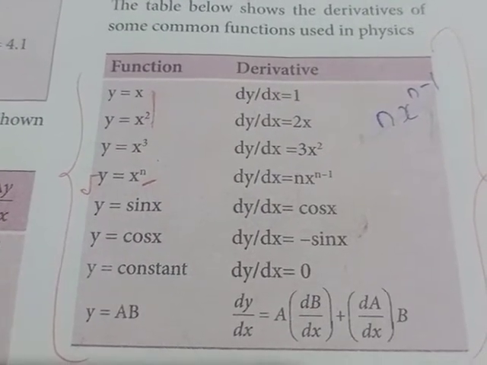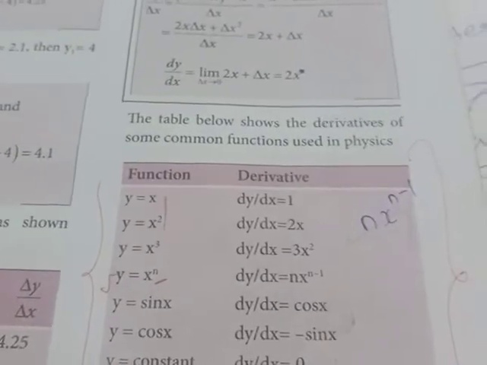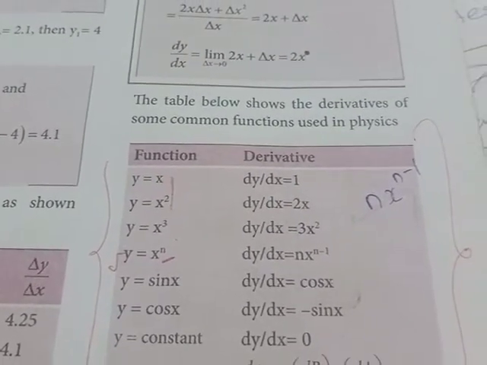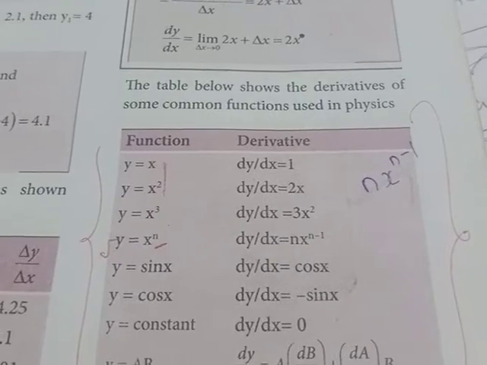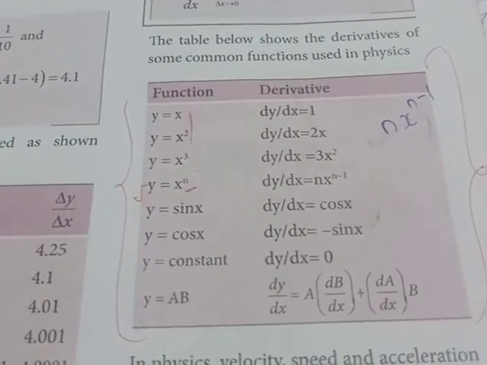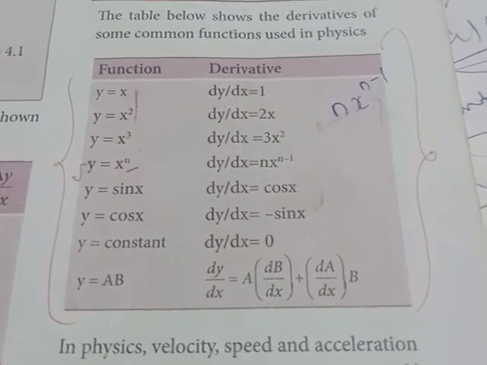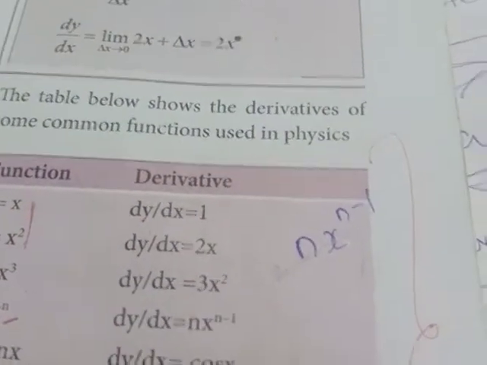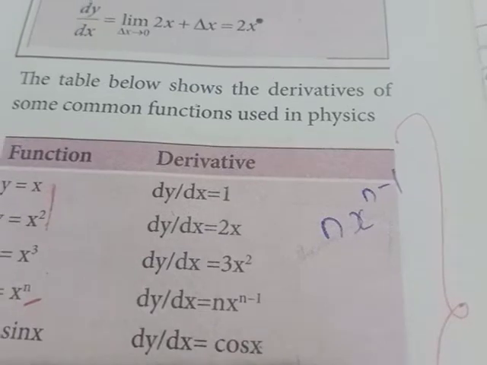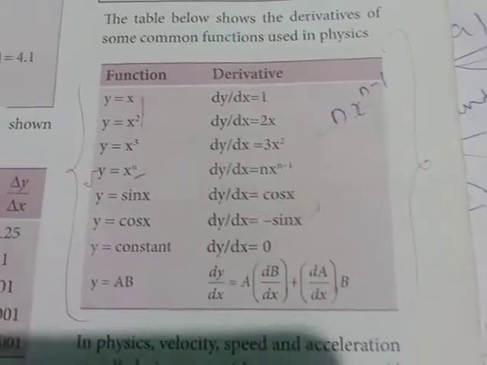In differential calculus, we are using this derivative form dy by dx. This dy by dx represents the derivative of y with respect to x. What I said before, T of t, temperature as a function of time. Here dy by dx means the derivative of y with respect to x. So let us see this formula.